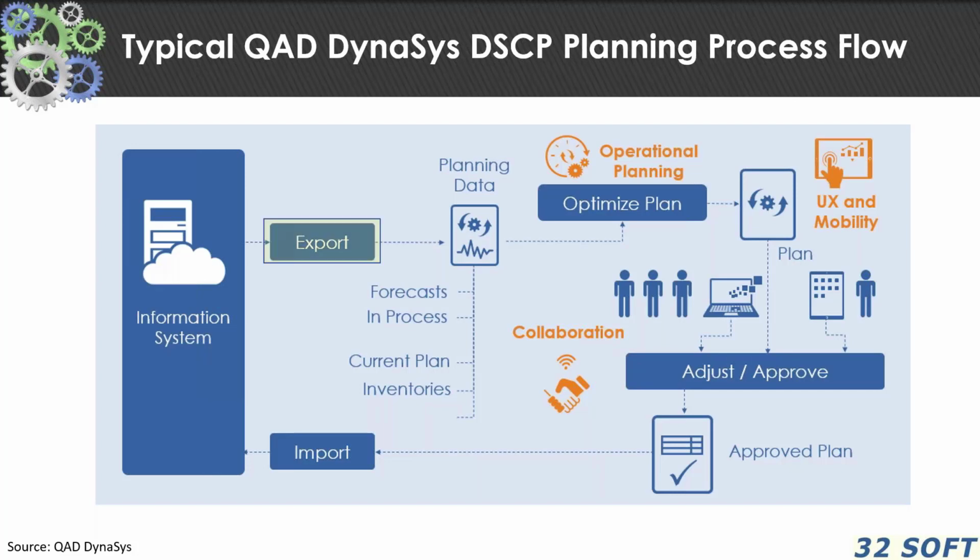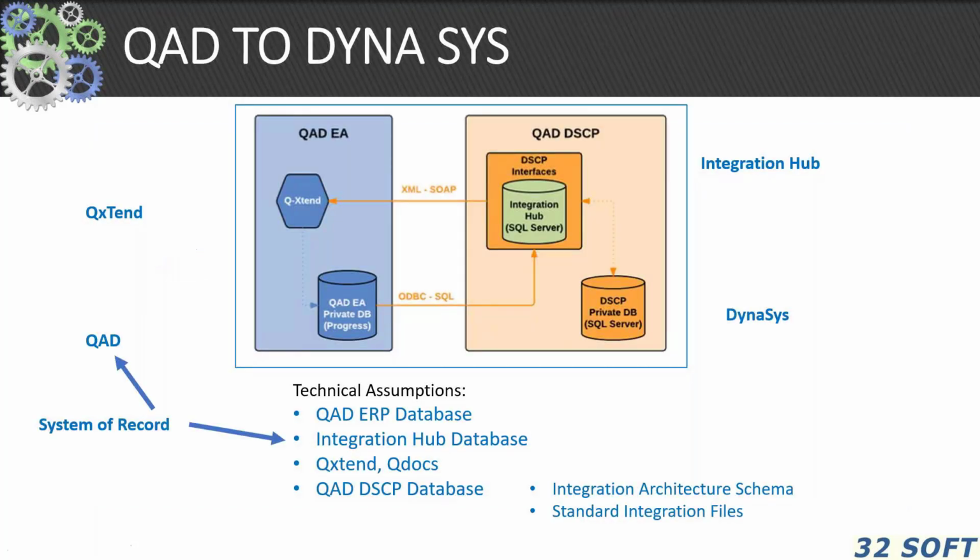Here's a typical Dynasis planning process. You start out first with the export of data from QAD into the data hub. You then optimize the planning process in Dynasis. With a collaborative input, we adjust and approve the plan and then feed that information back into QAD.